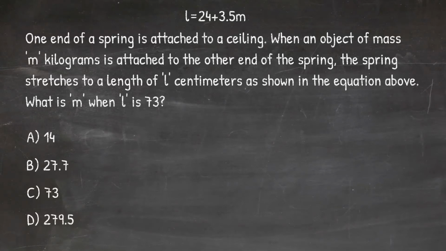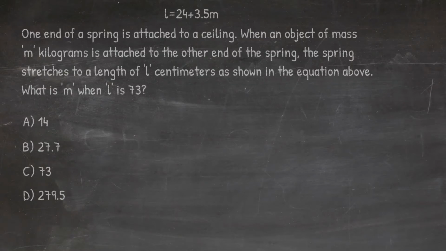L equals 24 plus 3.5 m. One end of a spring is attached to a ceiling. When an object of mass m kilograms is attached to the other end, the spring stretches to a length of L centimeters, as shown in the equation above. What is m when L is 73?